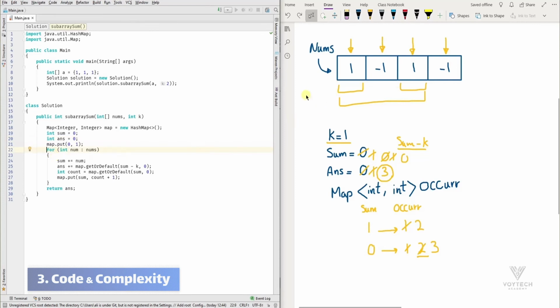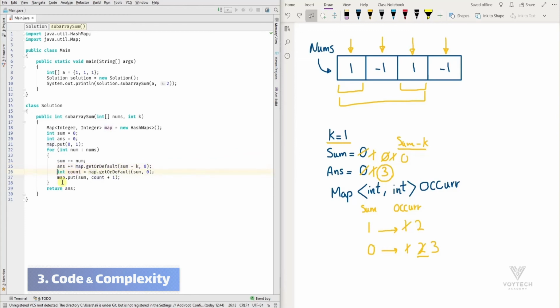After that, in this for loop, I iterated through the nums array. Initially in the for loop, I added num to the sum to calculate the sum from the beginning of the nums array to the current index. And then I calculated the answer using the sum minus k formula that I explained in the algorithm section. So if there is any sum minus k in the map, we just add that to answer. And if not, it means we don't have any occurrence of that, so we add 0 to the answer.